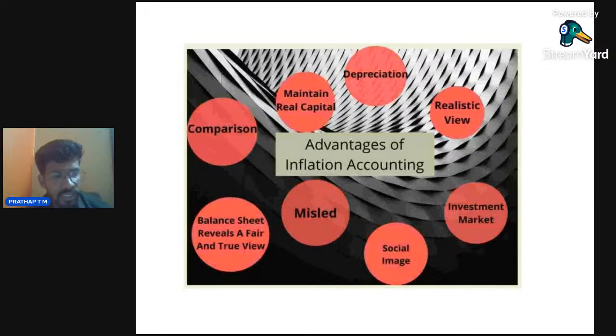The stakeholders don't know what inflation is or anything else. So they directly consider 10 lakh as a profit. They see that the company is performing well and they invest more and more. After 1 or 2 years, they come to know that the company is not performing well. It was shown on misleading information. So then they will take back their investment. So these are the things which happen if you have not adjusted for inflation accounting.